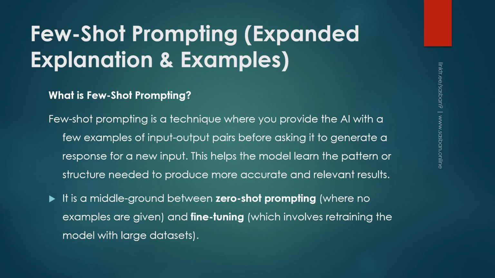Let's now look at few-shot prompting. So what is it? It's a technique where you provide the AI with a few examples of input-output pairs before asking it to generate a response for a new input. This helps the model learn the pattern or structure needed to produce more accurate and relevant results. So it is a middle ground between zero-shot and fine-tuning. And fine-tuning is what involves retraining the model with large datasets.